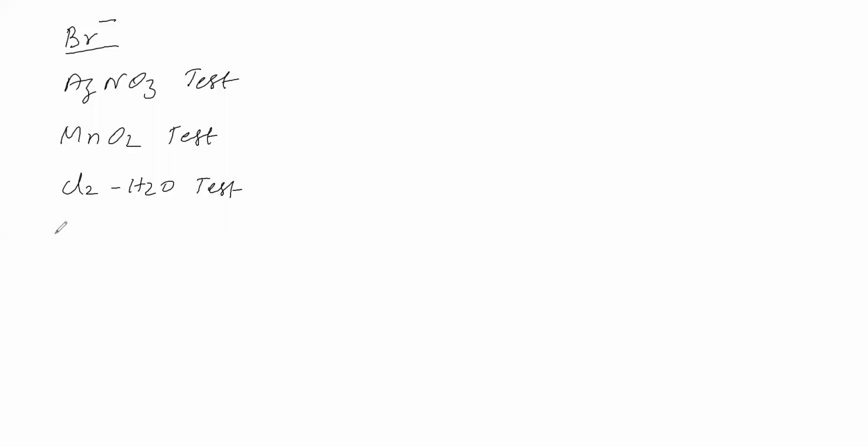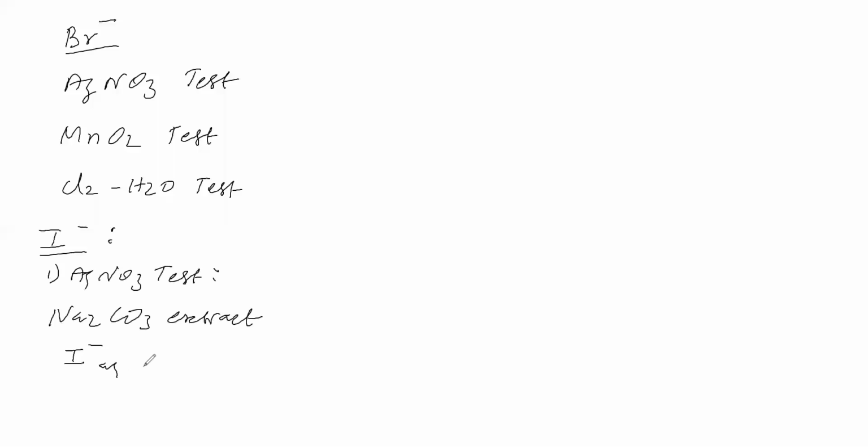Okay, next, the confirmatory test for I minus. For the confirmatory test for I minus, we will take the silver nitrate test. In this silver nitrate test, we are taking sodium carbonate extract. In the sodium carbonate extract, I minus aqueous is present and excess carbonate is present. Now we will add dilute acid in order to remove the carbonate as carbon dioxide.